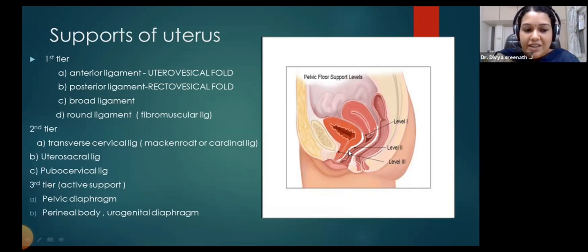And the third tier is related to the pelvic diaphragm or pelvic floor muscles, and also the urogenital diaphragm here. This contributes to the third tier, the third level of support. So these supports of the uterus and vagina are important to retain it in a normal position. When the support gets lax, even after prolonged labor, or if there is a weakness of the pelvic floor muscle from birth, then there is more chance of cystocele, rectocele, urethrocele, or even uterine prolapse.